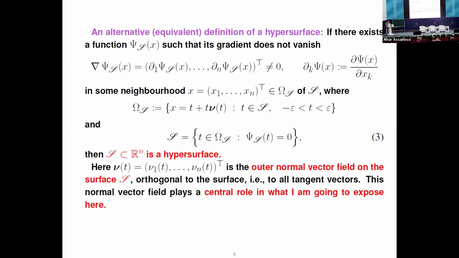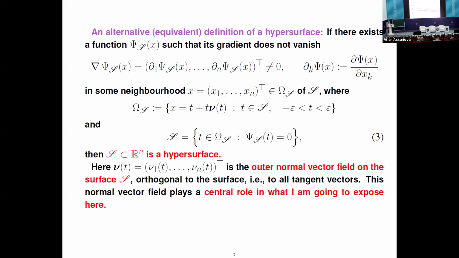Yes. Definition 3 is a definition of a hypersurface. Now about nu. Yes, everything is correct. Here, nu is a unit normal vector field, the outer unit normal vector field. At every point of the surface, we have the vector nu, which is orthogonal to the surface, meaning orthogonal to all tangent vectors. And this vector field is very important for us.